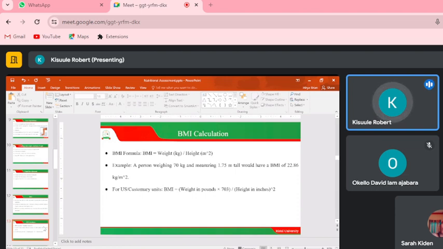For the weight, we are using 90. Then for the height, we are using 1.50, not 1.75. Okay, 150. All right, so let's proceed.